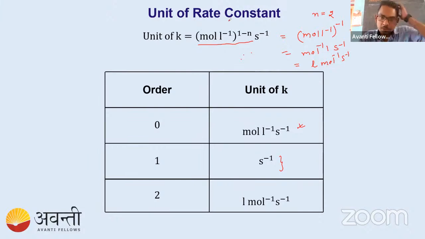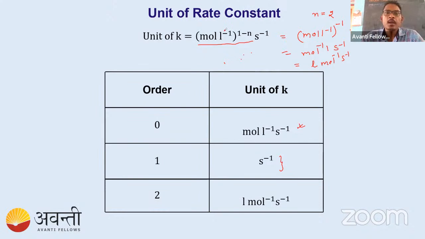Okay, so everyone understood now how we can find the unit of K for different types of reaction, like zero order, first order, second order. You can try for the third and fourth also. Just put the value of n equal to 3 or 4, then you will get the respective unit of K. Everyone understood now this one?